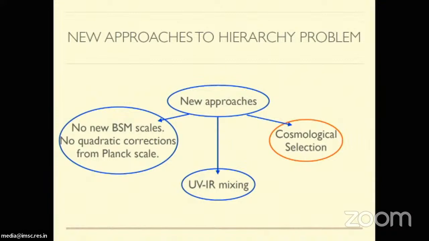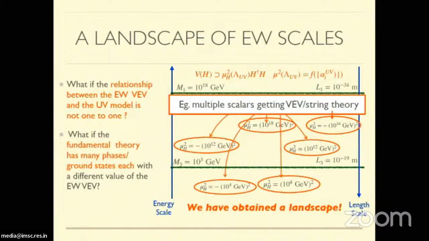One way to introduce it is this: in the first slide I showed that if you try to predict the Higgs mass in terms of the UV, you run into the problem that you have to fine tune the UV parameter space to get a light Higgs. But one possibility is that there is no one-to-one relationship between the Higgs mass in the IR and the UV theory. So what if the fundamental theory has many ground states, many phases? This can easily happen.